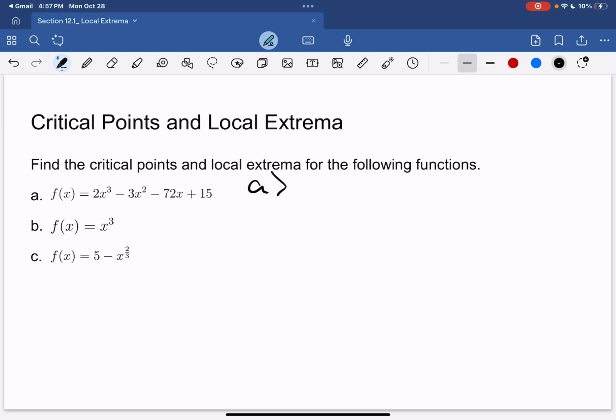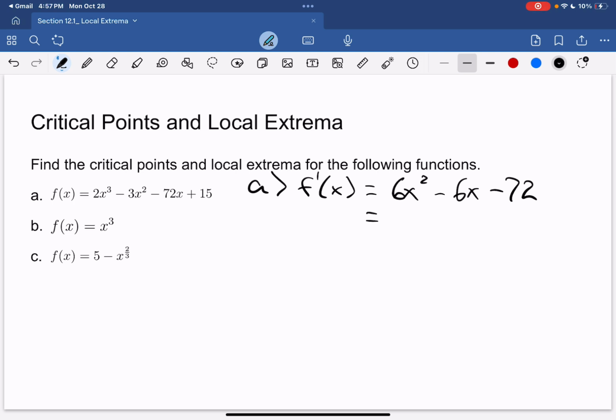So I want to find the critical points and the local extrema for the functions. All right, so I have f of x, and I want to find the derivative of a. So I just do the power rule. Go ahead and pause the video and try that derivative on your own. Just make sure that you get it. Okay, so we have 3 times 2 minus 1, so 6x squared minus 6x minus 72. Okay, so that would be the derivative.